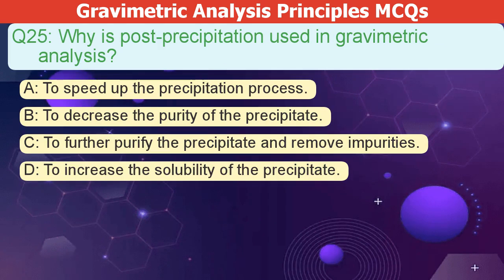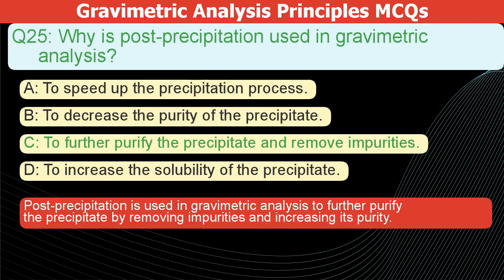Why is post-precipitation used in gravimetric analysis? A. To speed up the precipitation process. B. To decrease the purity of the precipitate. C. To further purify the precipitate and remove impurities. D. To increase the solubility of the precipitate. The correct answer is C. Post-precipitation is used in gravimetric analysis to further purify the precipitate by removing impurities and increasing its purity.